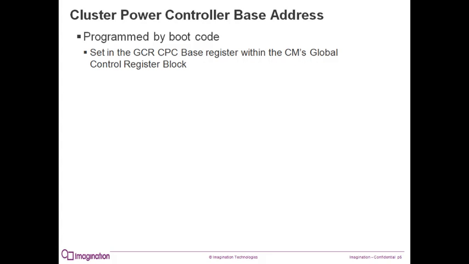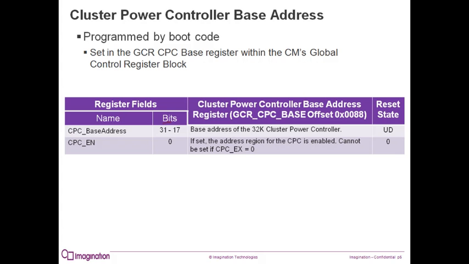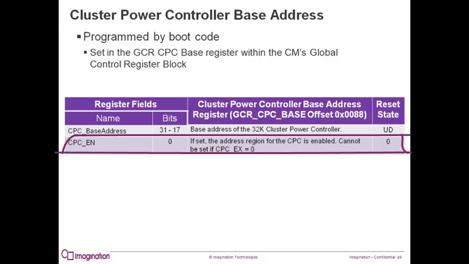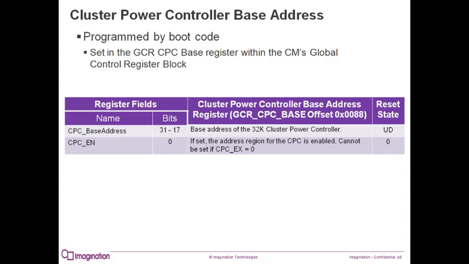The address of the cluster power controller registers must be programmed by the boot code into the GCR CPC base register. This register is located within the Global Configuration Register block. As you can see from the table, only the top 15 bits can be set, so the address is always on a 128K boundary. The CPC EN field controls the enabling of the cluster power controller. Once the boot code configures the cluster power controller, it should enable it by setting this bit.